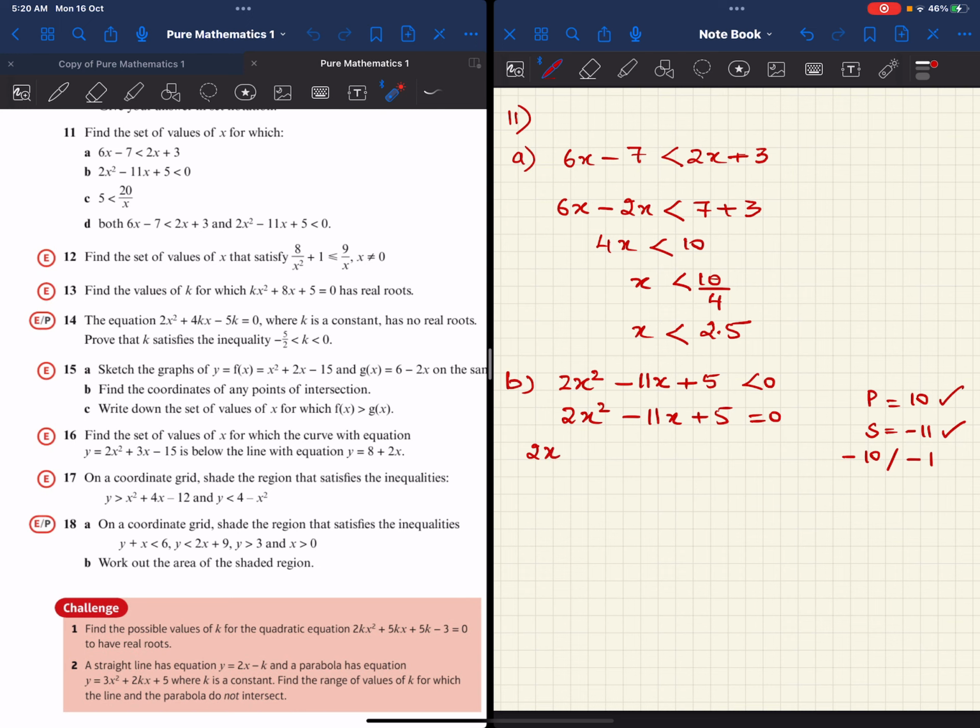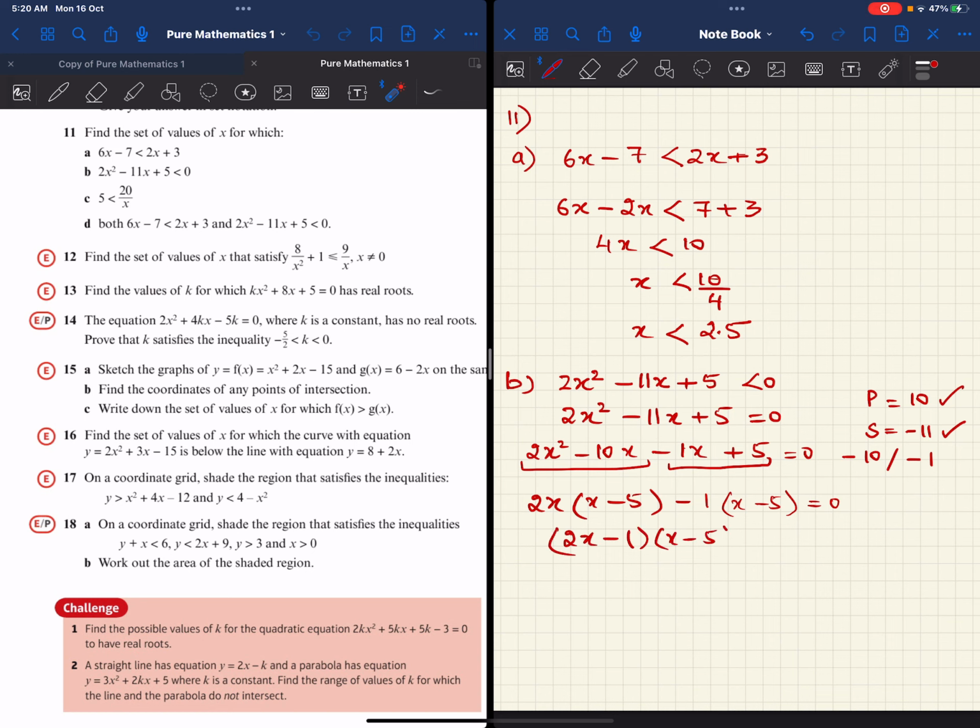I have 2x squared minus 10x minus 1x plus 5 is equal to 0. Take common from the first two and the last two. I have 2x into (x minus 5) minus 1 into (x minus 5) is equal to 0. Therefore, my two brackets are (2x minus 1) and (x minus 5). Therefore, my critical values are x is equal to 1 by 2 and x is equal to 5.